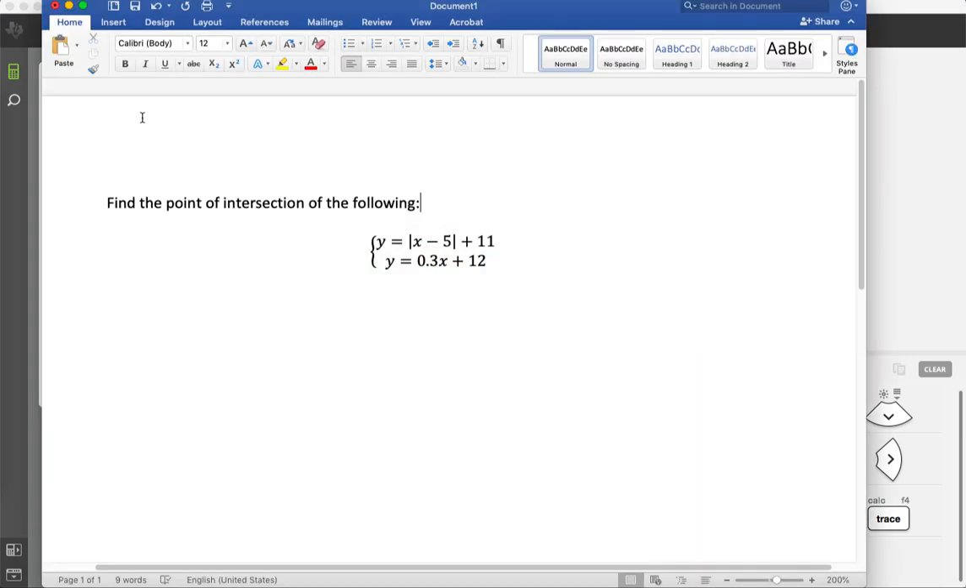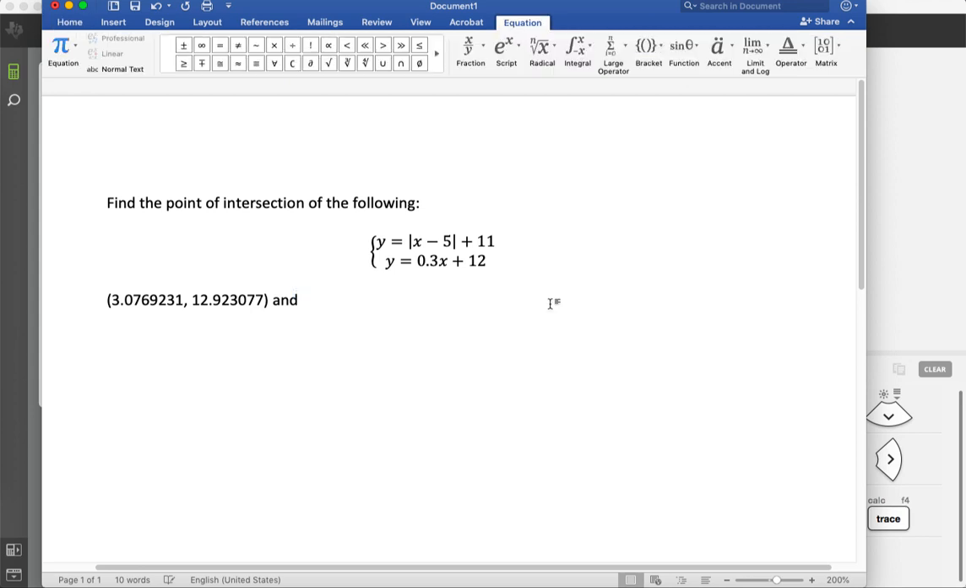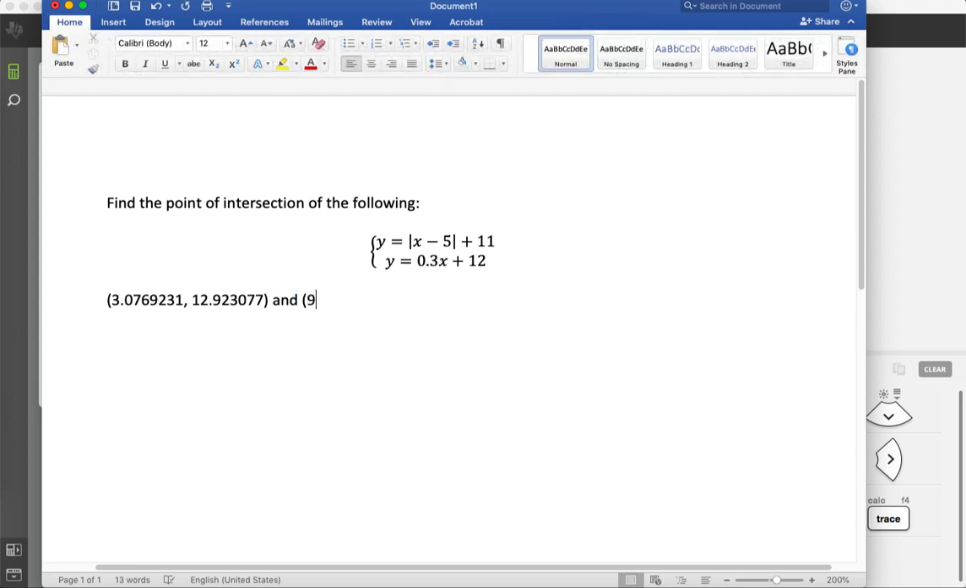So the answers to our question would be two ordered pairs, 3.0769231, you could probably round these answers, 12.923077, and 8.571428 and 14.571429.